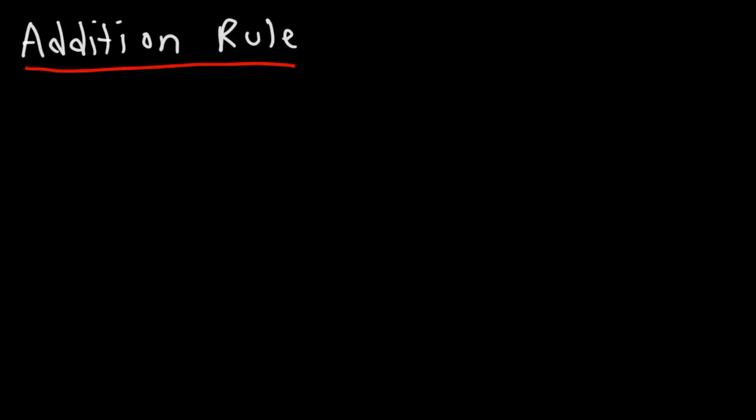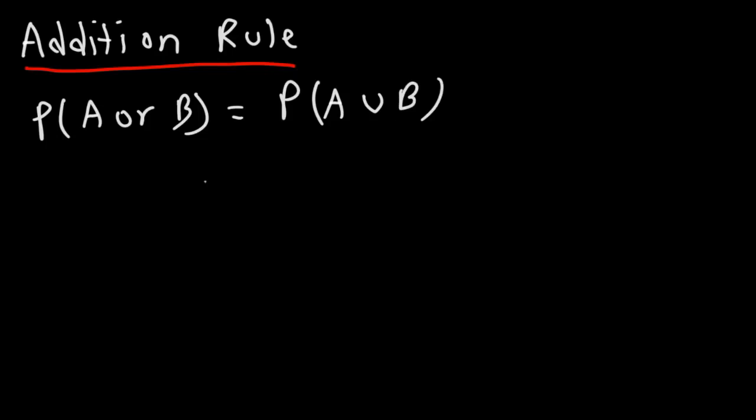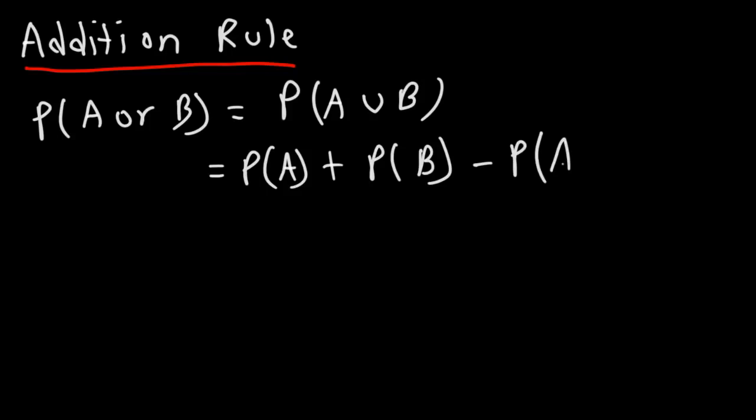Now we're going to talk about two basic rules of probability. The first one is sometimes referred to as the addition rule. The probability of getting event A or event B can be written as the probability of A in union with B. This is equal to the probability of event A occurring plus the probability of event B occurring minus the probability of event A and event B occurring together.